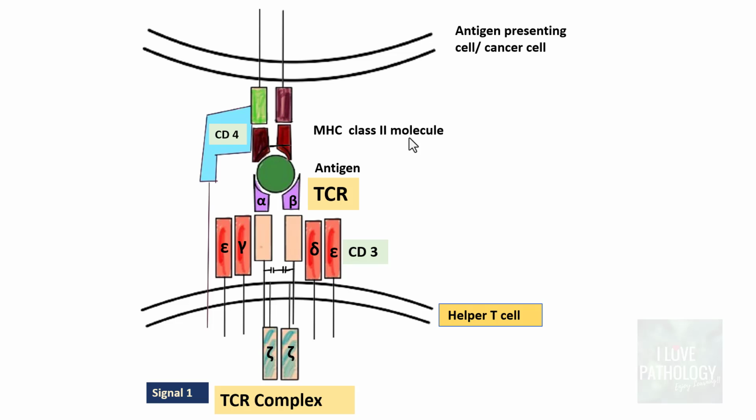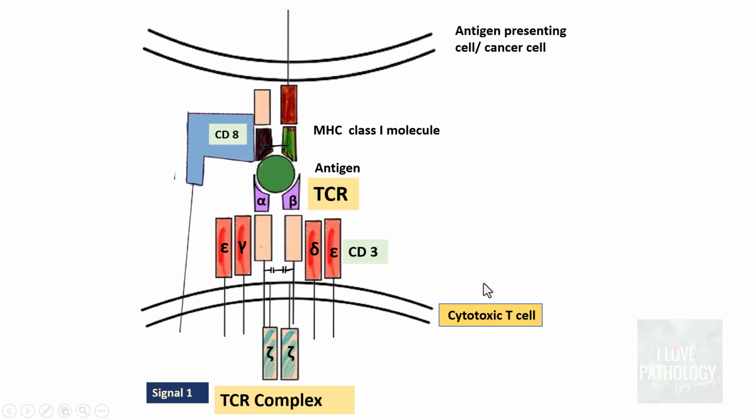As of now, just remember that CD4 identifies MHC class 2 molecule, and the cell which has the CD4 is called as helper T cell. Whereas cytotoxic T cell has CD8, which identifies the MHC class 1 molecule. Having understood the concepts behind the first signal, let us see if there is another signal involved.